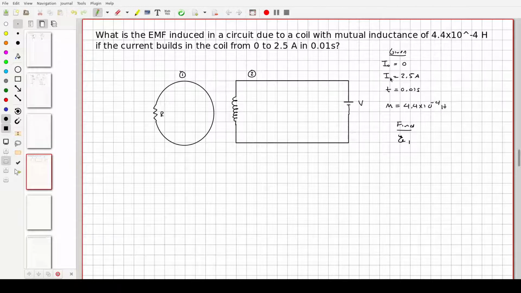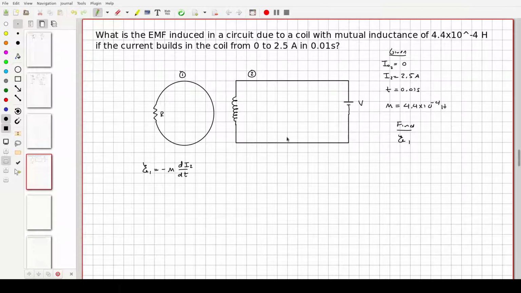So this would technically be associated right here with circuit 2. The mutual inductance is true for both of them, because it's mutual. It's something that's defined between the two. So what's the induced EMF? Well, it's pretty easy. EMF in number 1 is going to be equal to minus M times the change in current over time, and this would be the change in current over time in circuit number 2.